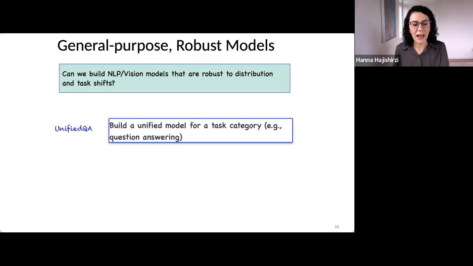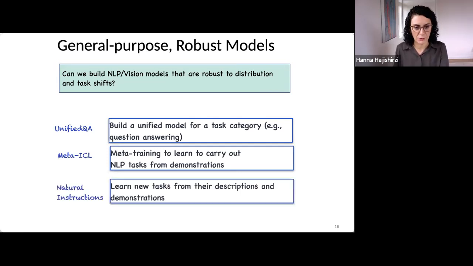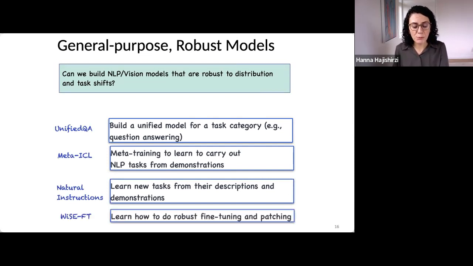First, I will present our work on building a unified multitask learning model that can answer different types of questions in natural language processing. Second, I will show how we use meta training to learn new tasks only from a few examples. Third, I will present our recent benchmark that evaluates task generalization across more than 1,600 NLP tasks, given some loose descriptions about their definitions. And then finally, I will present our work in building robust fine-tuning and patching models in computer vision.